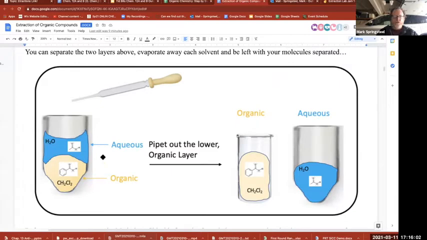So that's what this picture shows. So you could take a Pasteur pipette, suck out the bottom layer and put it in a separate flask, and then the aqueous layer will be left in the original. Why don't you take out the top first?